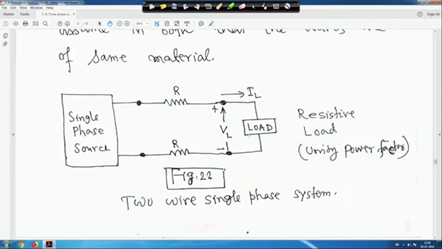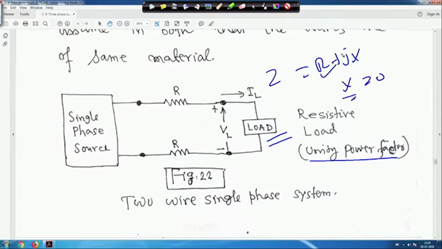For ease of calculation and explanation, this load is a purely resistive load. If the load is purely resistive, it is a unity power factor load, because Z is equal to R plus jX, and if X is equal to 0, then it is purely resistive. Across the load the voltage is VL, the load voltage. So this is a 2-wire single phase system. This is the incoming path, this is the return path, and the resistance here is R, same wire and same length. This is figure 22.